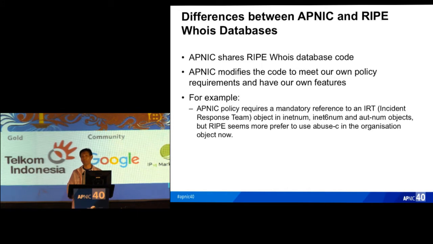We need to modify the Whois. For example, the latest case: we have a policy to ask for the IRT object encoded in inetnum, inet6num, and aut-num. By the policy, it is mandatory. However, in RIPE NCC, it is actually optional. So we need to modify the APNIC Whois to meet this policy requirement.